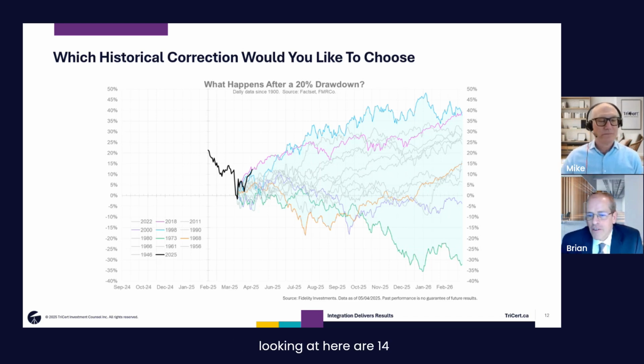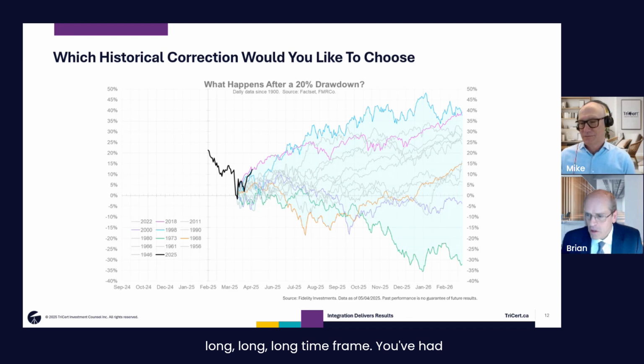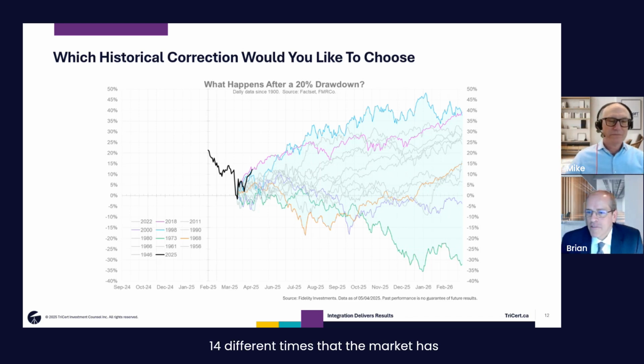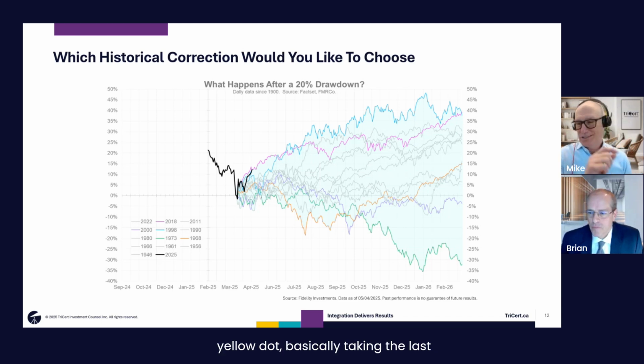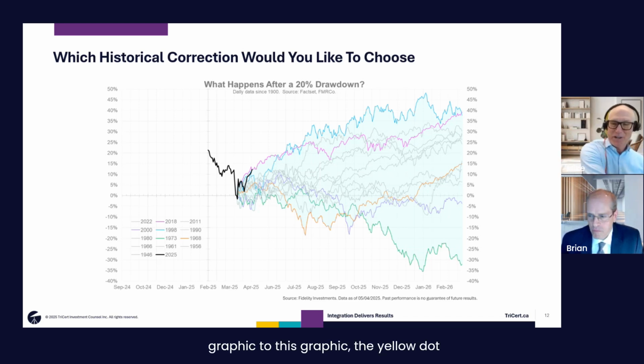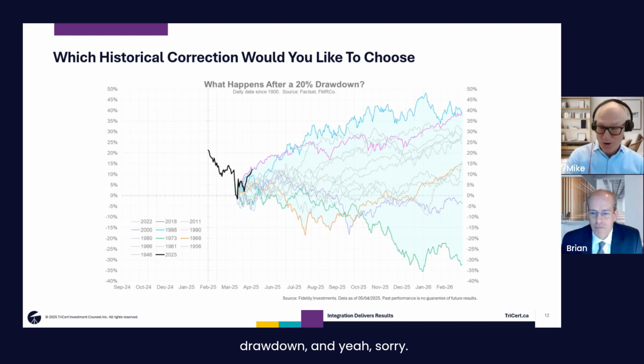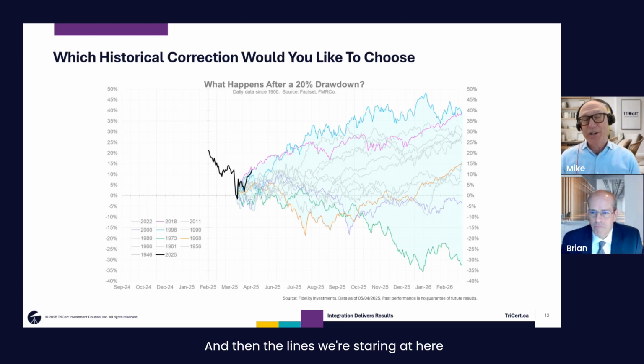So what you're looking at here are 14 different paths, basically since World War II. So a long time frame. You've had 14 different times that the market has drawn down or declined by 20% peak to trough, which we saw on the prior slide. It's not that uncommon. The yellow dot is the drawdown, and the lines we're staring at here are what happened after that. Yeah, that's precisely right.